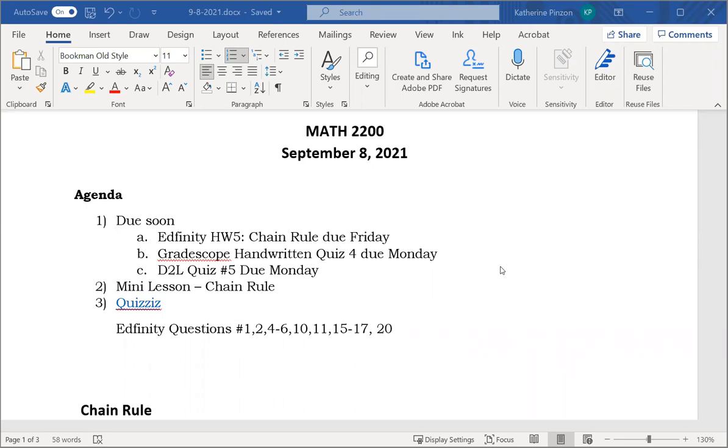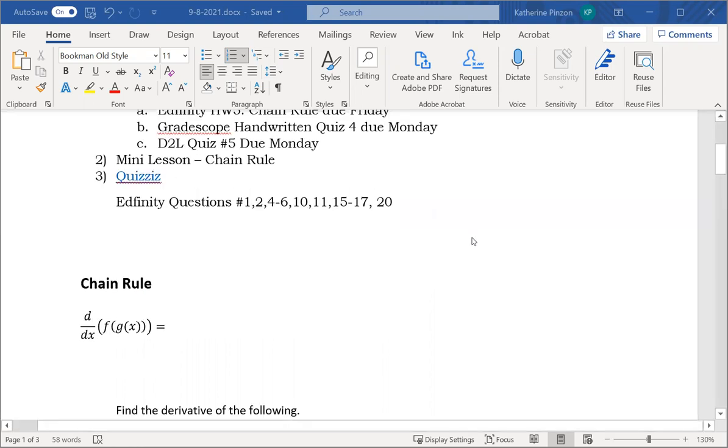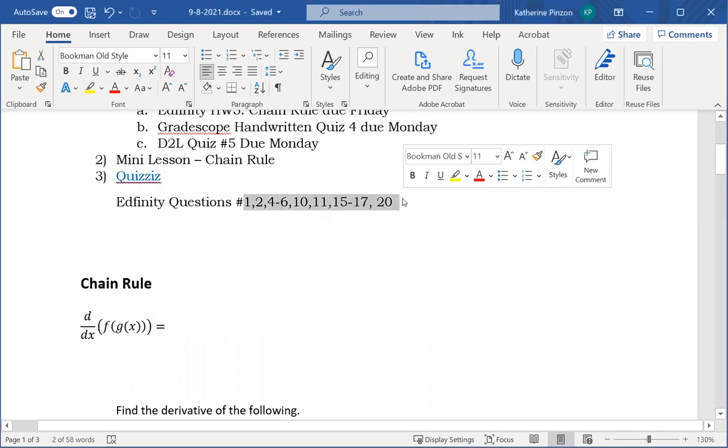So your homework's due Friday, and then you'll have 2 quizzes Monday, handwritten quiz 4 and D2L quiz number 5. When I say Edfinity questions here today, really, you could do the entire Edfinity assignment after today's class. We're just gonna do some harder examples on Friday with some more intricate stuff in it. So that's the only difference, okay?